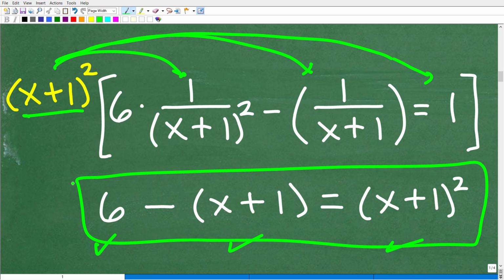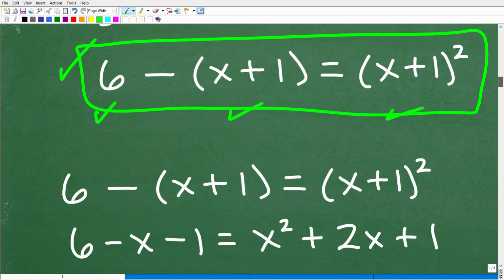That was the whole reason why we did this. But remember, by multiplying both sides of the equation by this expression, we could have extraneous solutions. So we have to check for those. But anyways, let's go ahead and now take the next step, which is to start cleaning up this equation. And let's go ahead and do that now.